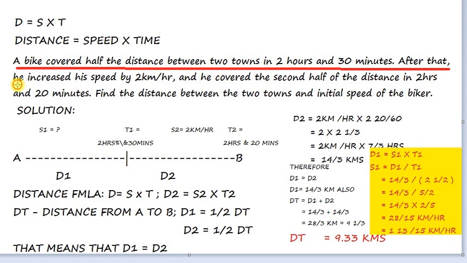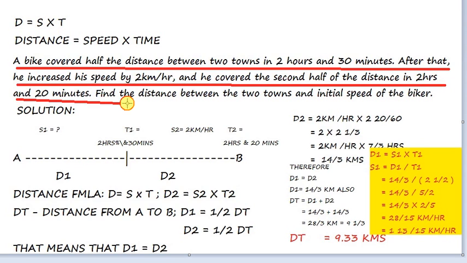Okay, I already have given this problem long before, and many had a hard time solving this. So that's why, with the limited time, I'll just solve it for you. So here's the problem. The problem is that a biker covered half of the distance between two towns in 2 hours and 30 minutes.